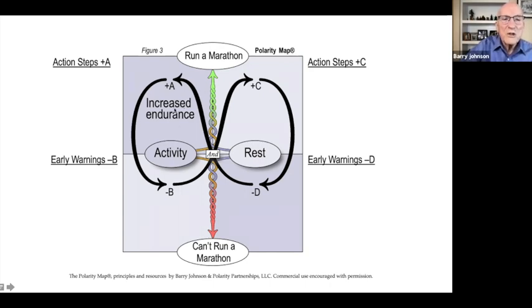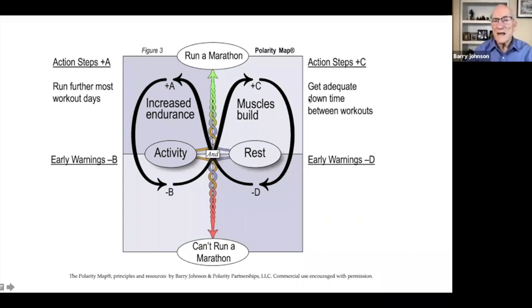In order to increase your endurance, you need to create an action step to support this upside. And so what you need to do is run further most workout days. That will increase your endurance. Now, the upside of rest in relation to preparing for a marathon is that your muscles actually build on the rest cycle, assuming that you've been active. So muscles build not while you're actually running, but while you're giving yourself a rest. So the muscles build on the rest cycle. What would be an action step you could use to make sure your muscles build? That would be get adequate downtime between workouts. So if you want to run a marathon, you need to run further each workout day and get adequate downtime to build up your muscles. And that will move you towards running a marathon.